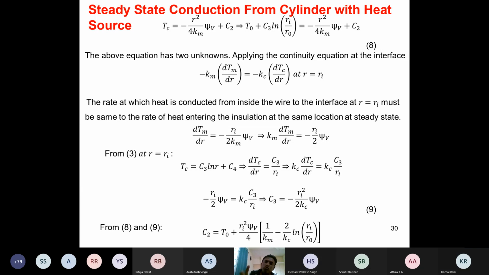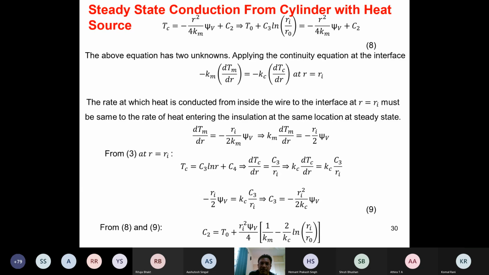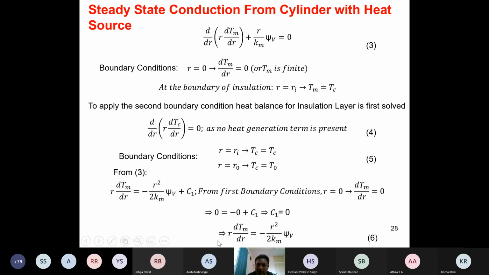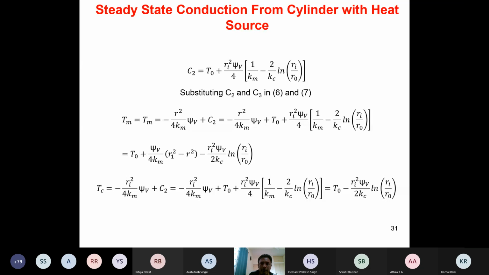Okay. So once we have obtained C3 and C2, we can put C3 and C2 in equation number 6 and 7, sorry. And remember 6 and 7 are given. If I go back, 6 is giving me the temperature distribution, isn't it? This 6 gives me a temperature distribution in the metal wire, and 7 gives me the temperature distribution in the insulation. So I can put C2 and C3 directly in these two equations, and I can get the temperature distribution in the metal wire, and I can get the temperature distribution in the insulation. So that is what is being done here.